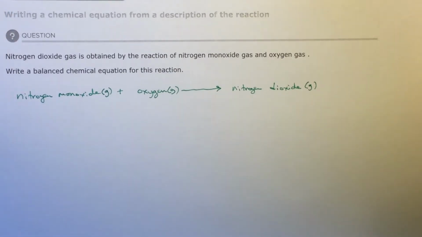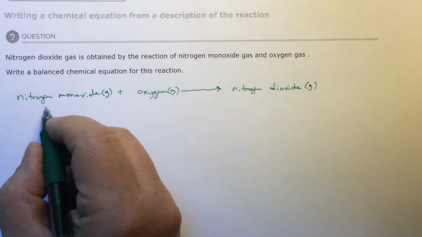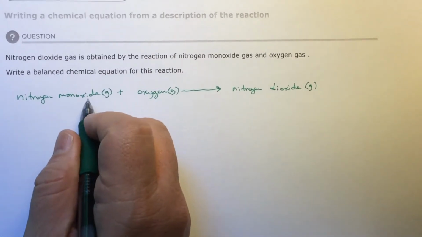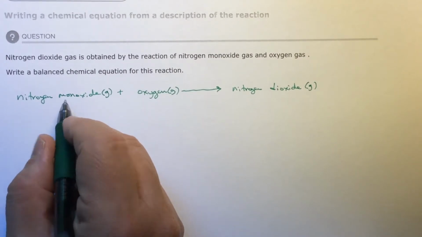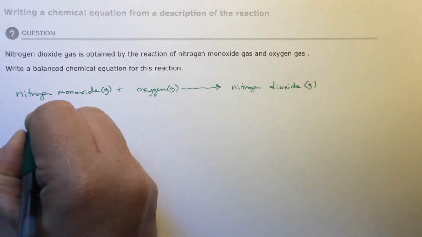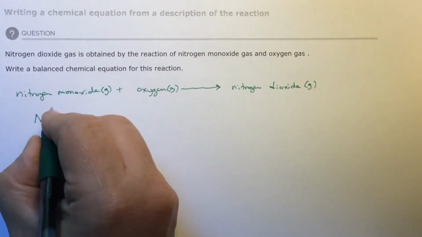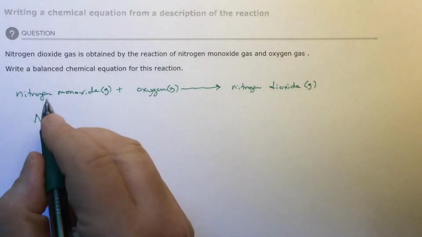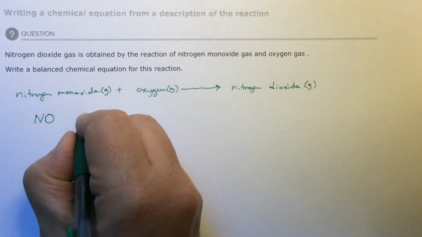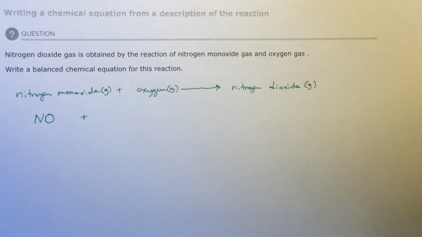So they gave us some information. Now I need to come up with the equation. Here's the equation in words. I need to come up with the equation in formula. So nitrogen monoxide, oxygen is a nonmetal, nitrogen is a nonmetal. That's why they did the mon. Mon means 1. So nitrogen, I'm going to start off here with N, and then monoxide is 1 oxygen. So it should give me NO. Okay, so nitrogen monoxide, NO, plus oxygen gas.